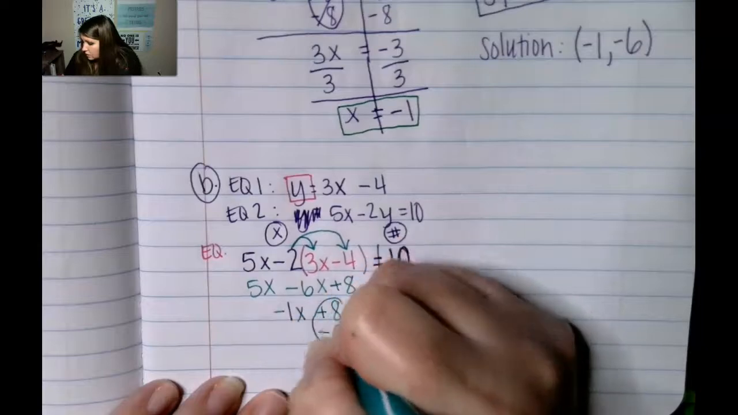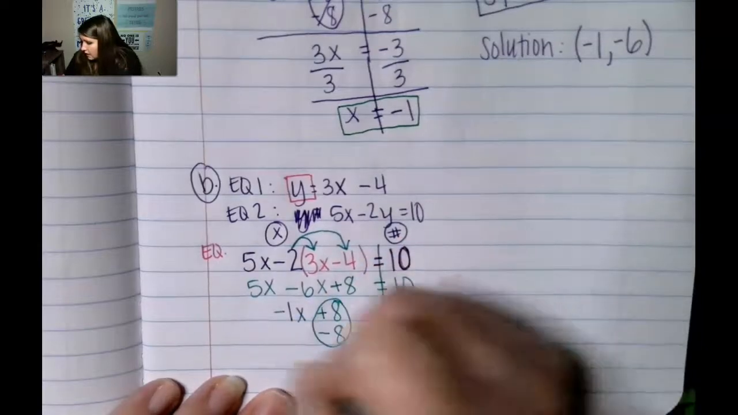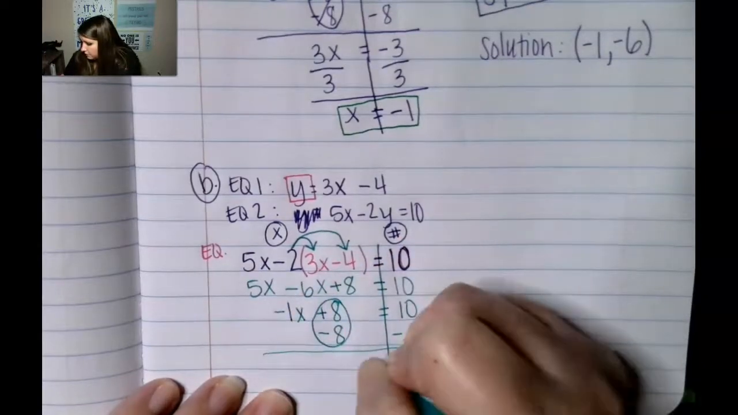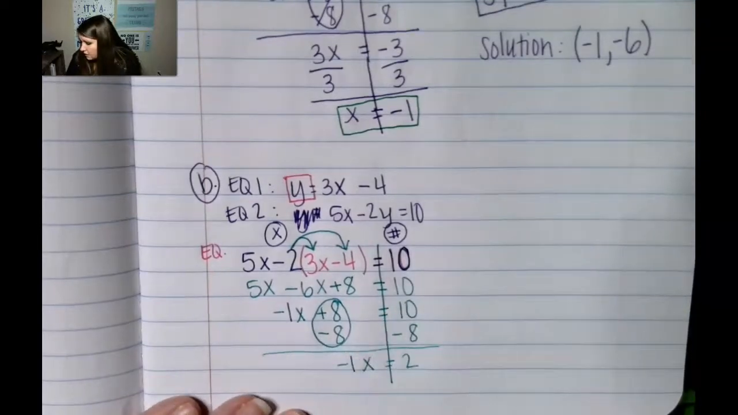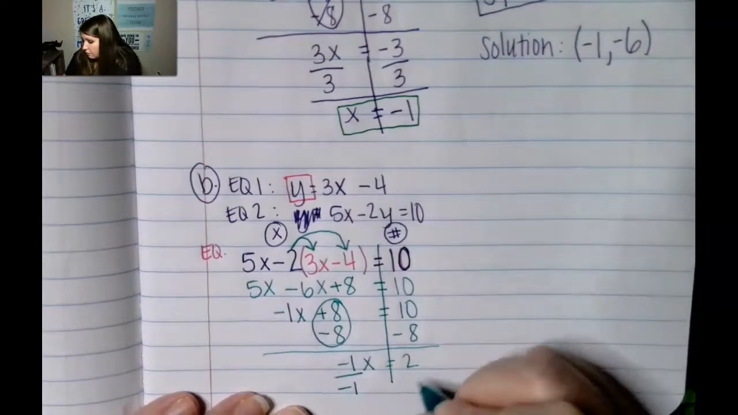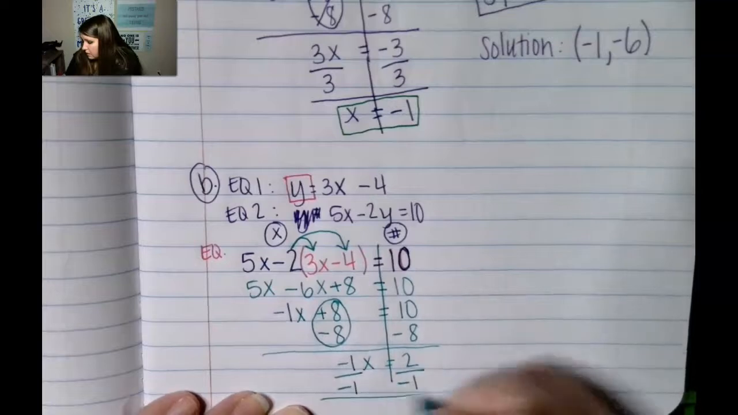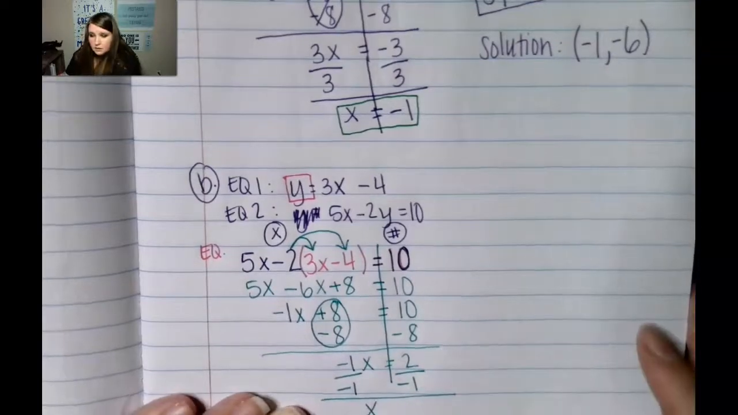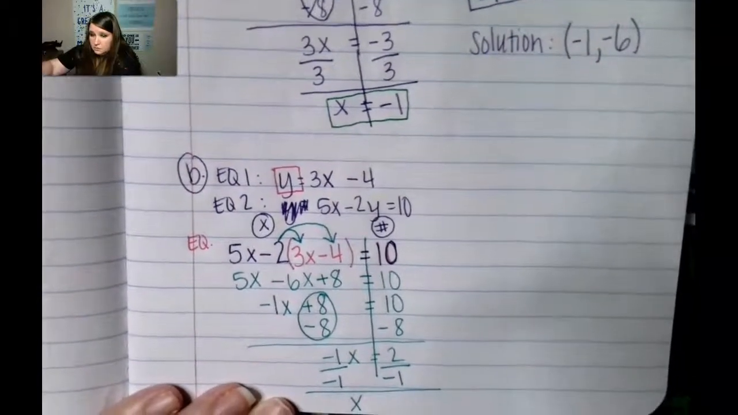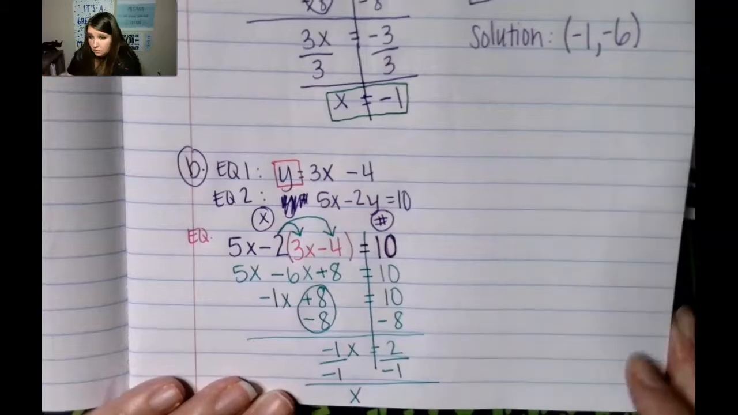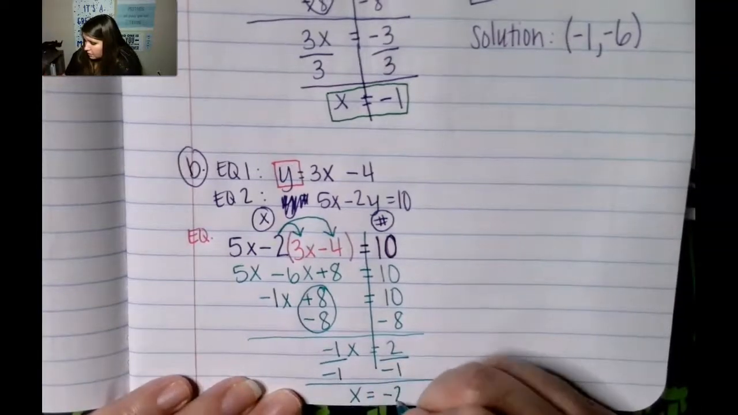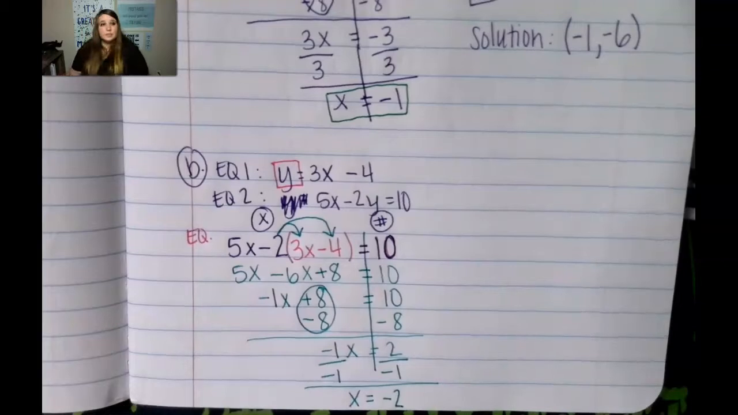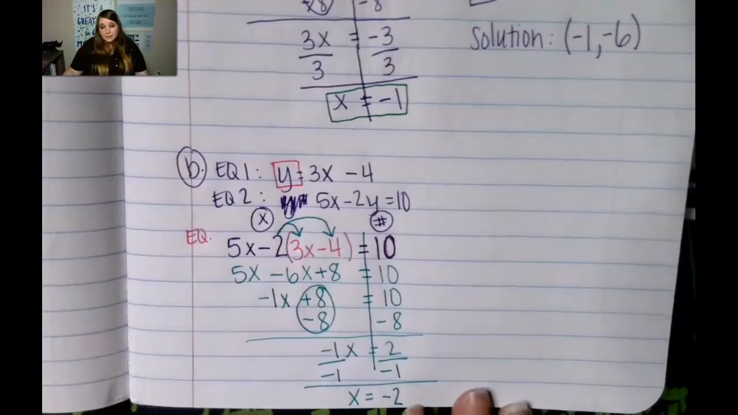Again, we're going to just remove 8, that gives me negative 1x equals 2. Drop that down, divide by negative 1, divide by negative 1. So this tells me x equals 2 divided by negative 1, or negative 2. So I have solved for x.